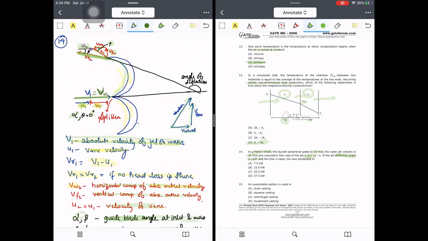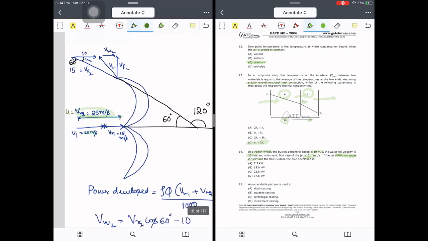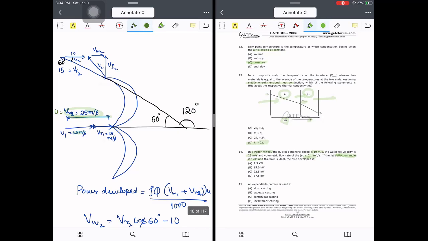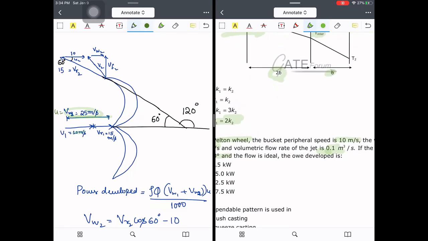If the jet deflection angle is 120, now I have given here the jet deflection angle. You see here the deflection angle will be with respect to the axis, this is the angle of deflection. Okay, I forgot to explain this. So with respect to horizontal, the direction of vr2 is nothing but our angle of deflection. So this angle of deflection is 120 degrees. The flow is ideal, that means there is no friction, no head losses, nothing.